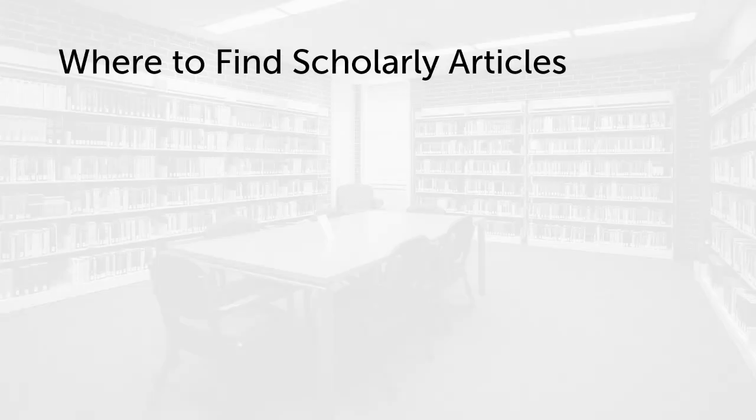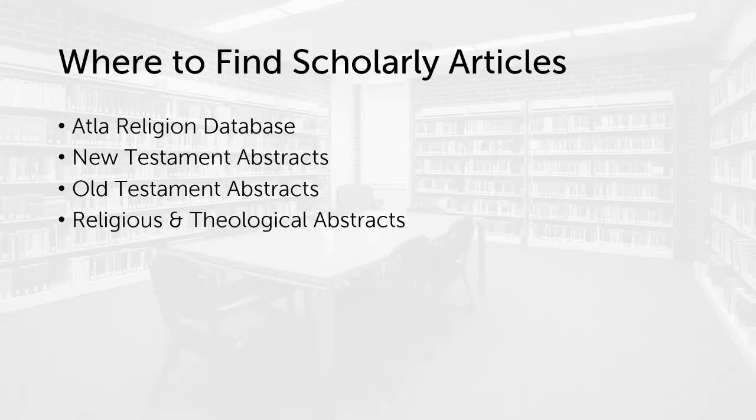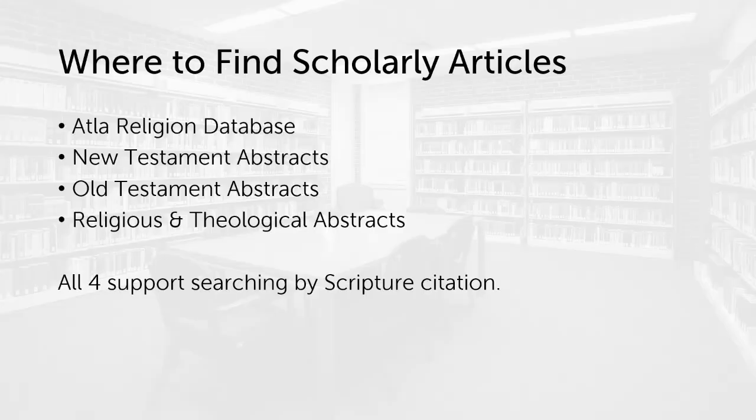There are a few different places you can go in biblical studies, and we have four main databases for that purpose. They are the Atla Religion database, New Testament Abstracts, Old Testament Abstracts, and Religious and Theological Abstracts. All four of these allow you to search for articles based on a scripture citation. However, you'll probably find that Atla Religion is the one that you'll use the most, and then you can supplement your results from the others. So let's check out how to use these databases.